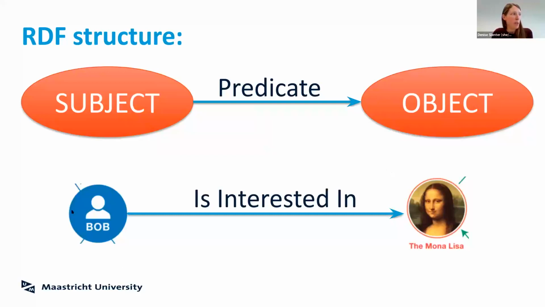And this is an example again. So Bob is interested in the Mona Lisa. So in this case, Bob is the subject. "Is interested in" is the predicate, or the relationship between the subject and object. And the Mona Lisa is the object. And this is also called triples.